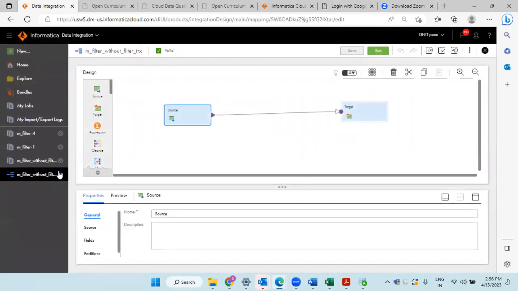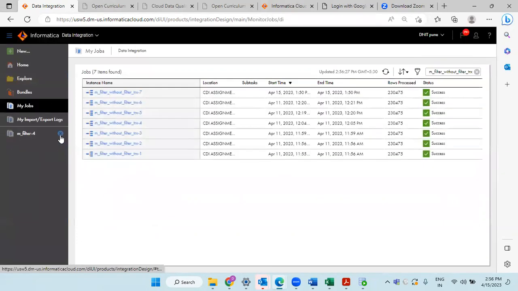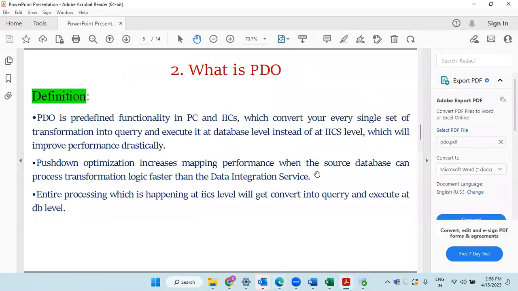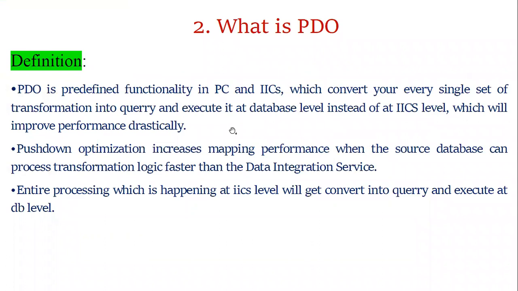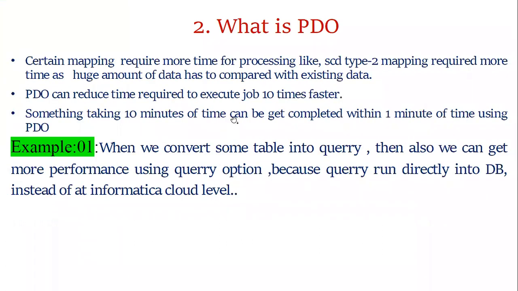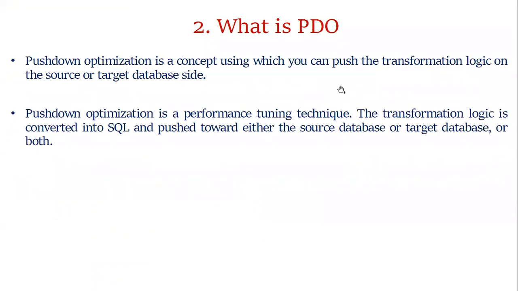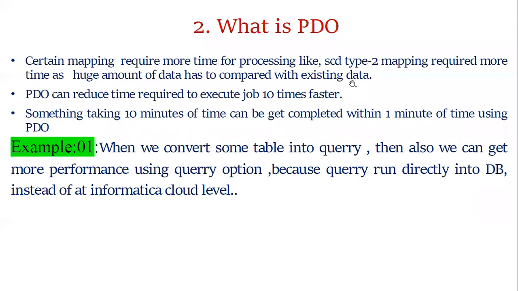Likewise, the same thing we try to achieve in the case of push down optimization. I have already mentioned what exactly push down optimization is. In push down optimization, what does it do? It converts the particular transformation logic into a query and then pushes that query to the source or target database side, and then that source or target database server will execute your query. Now let's see the next part about push down optimization.